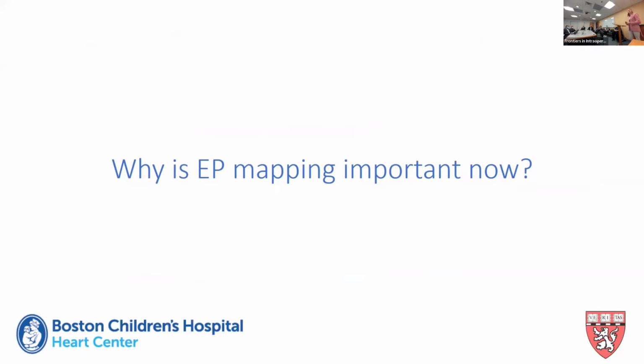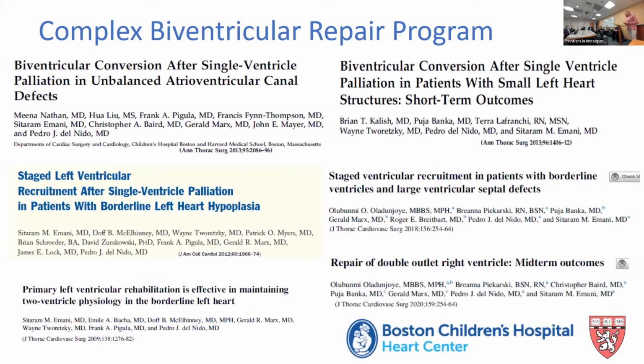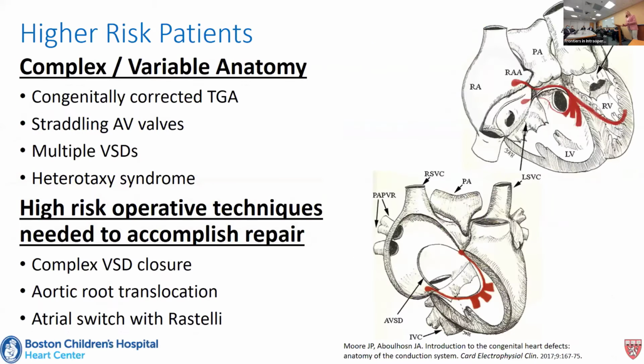So why do I think it's important now? As Dr. Kaza and others have alluded to, we're attempting more and more complex repairs. We're no longer satisfied to just say that this heart is too challenging to septate. We're going to try to make 2 ventricles where perhaps there was only 1. We're not necessarily going to commit patients to a single ventricle palliation strategy. So our biventricular repair program at Children's and at other places around the world has really taken off and become a critical component of what we do and what our surgeons do.